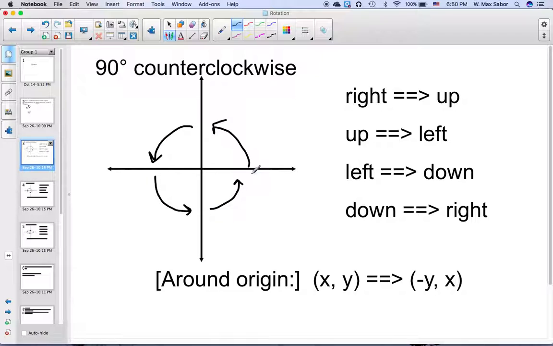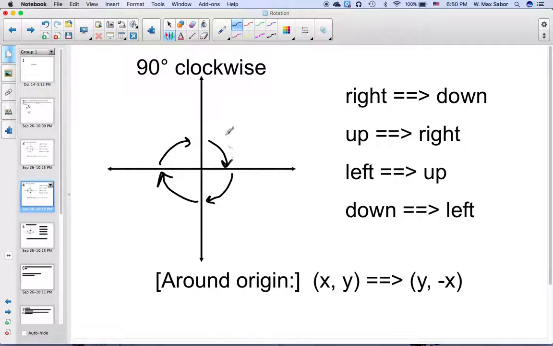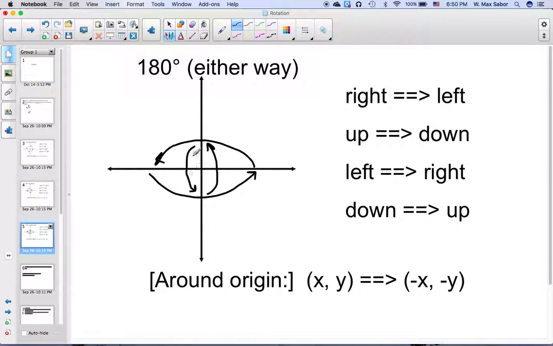There's a formula for each of these if you are going around the origin, but you're not always going around the origin, so I don't think it's worth memorizing. 90 degrees clockwise, right is turning into down, up is turning into right, left is turning into up, and down is turning into left. And again, there's another formula. 180 degrees, it doesn't matter whether you're going clockwise or counterclockwise. Right and left are switching, up and down are switching.